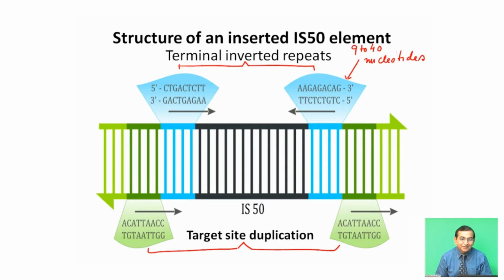Structure of the IS50 element. This is one of the simplest transposons. It is bordered by terminal inverted repeats of 9 to 40 nucleotides. Then IS50, when it is inserted in the target site, causes a target site duplication, which is shown in the figure.